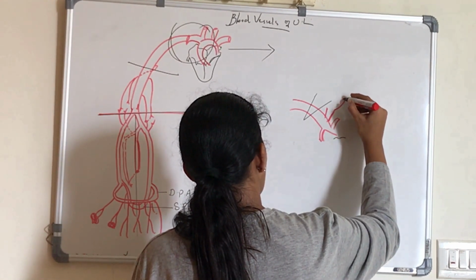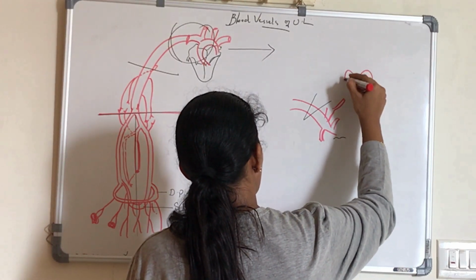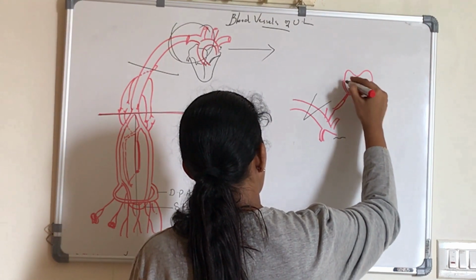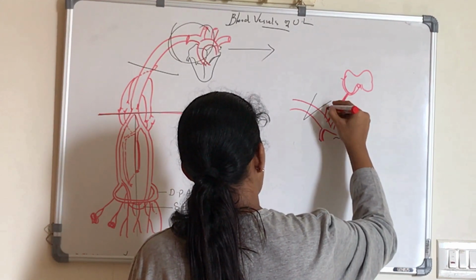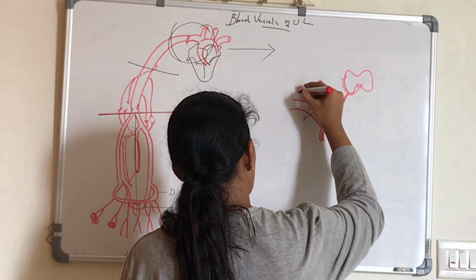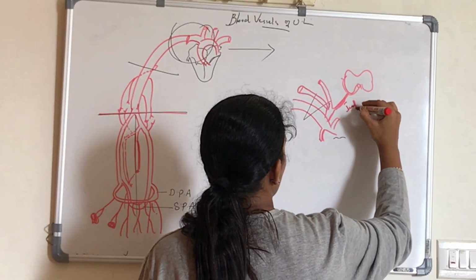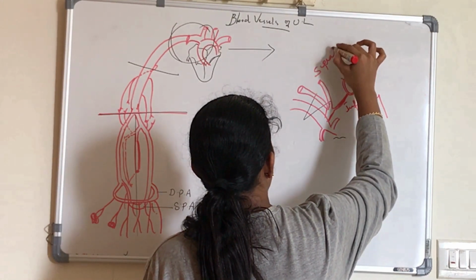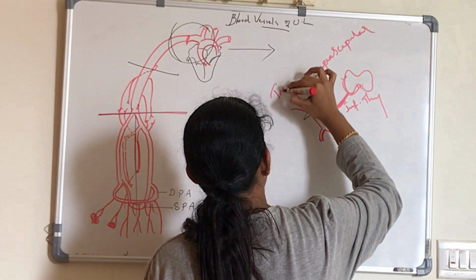Just opposite to this internal thoracic artery, we have the thyrocervical trunk. This thyrocervical trunk further gives three more branches. One to the thyroid from below, inferior thyroid artery. Another one, suprascapular artery. And the third branch is transverse cervical artery. The suprascapular and transverse cervical arteries take part in the anastomosis around scapula.